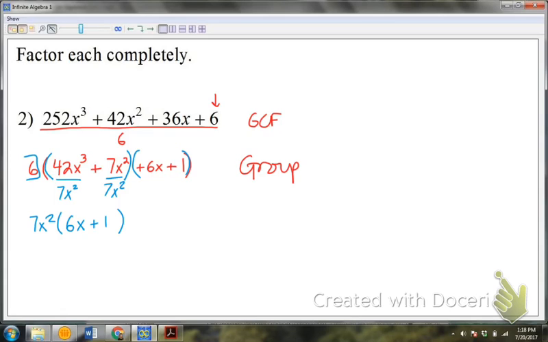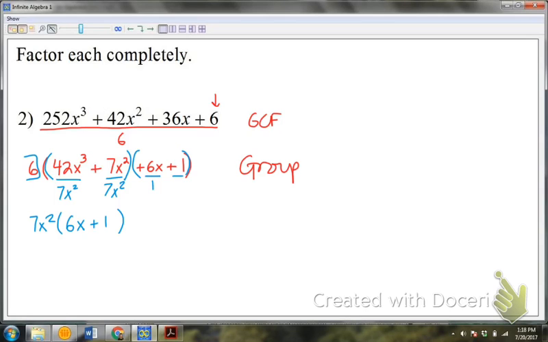Okay, we got that group done. Now what about 6x plus 1? What's the greatest common factor between 6x plus 1? 1. Ooh, you guys didn't even fall for it. Not even for a second.